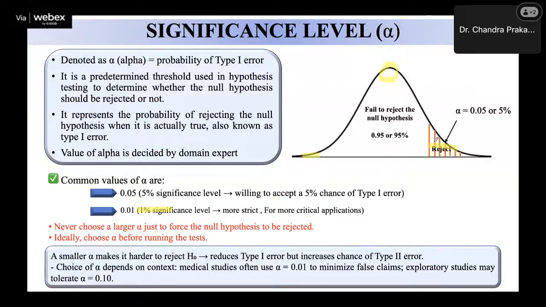A small alpha makes it harder to reject the null hypothesis. That's why it reduces the Type 1 error. But there are chances that Type 2 error may increase because of this. So the choice of alpha depends on the context. For example, as I told you, in case of critical or medical studies, we often go with a 1% chance of Type 1 error, or in terms of the significance alpha value, it is 0.01, to minimize the false claim.